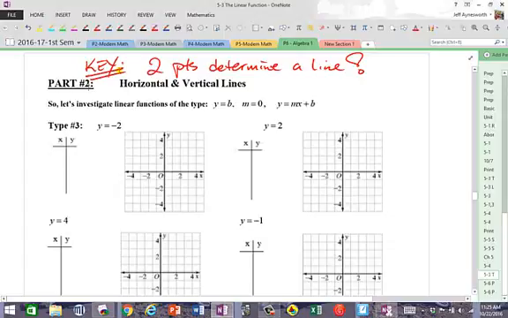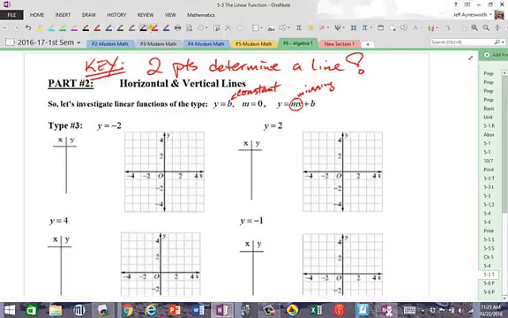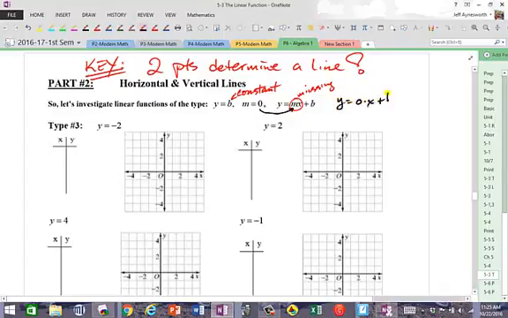Y equals b, which is a constant. Notice that there's no x term. The mx term is gone. It's missing. Why? Because m is 0. Anything times 0 is 0, right? So if m is 0 and you substitute 0 right there, you get y is equal to 0 times x plus b, and that resorts to y equals b, because that's just a 0.